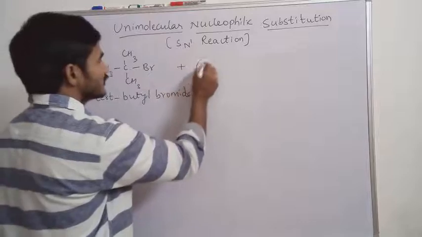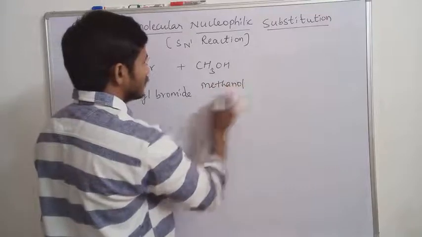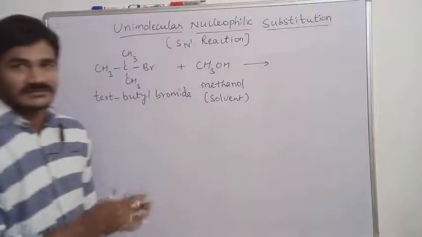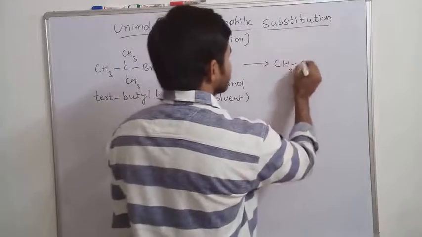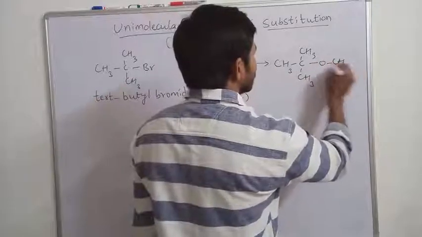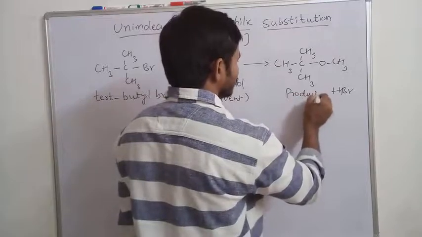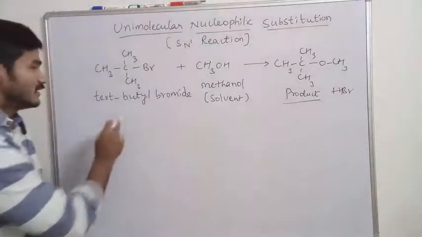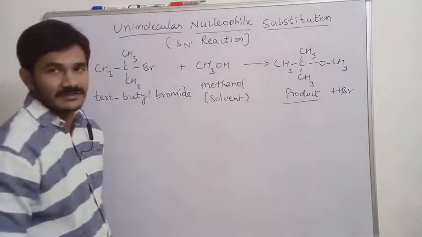This reacts with CH3OH. This is called methanol, which is acting as solvent. These two molecules combine together. Tertiary butyl bromide and methanol give the product (CH3)3C-OCH3 plus HBr. So this is the product here. In this equation, if you observe, tertiary butyl bromide and methanol combine together and form the product plus the HBr molecule.